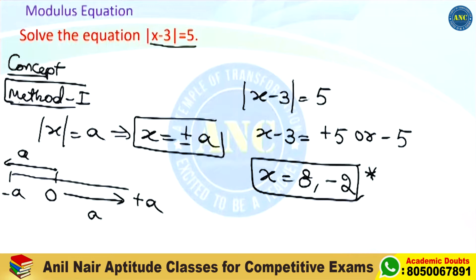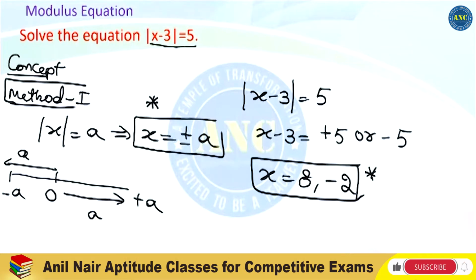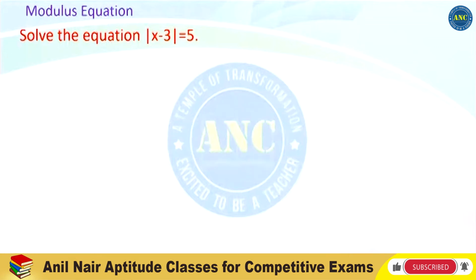8 and minus 2. Method 1, the learning from this question is mod x equivalent to a. X will take either value plus a or value minus a. I hope the idea is clear. Another way to look at this question is method 2.